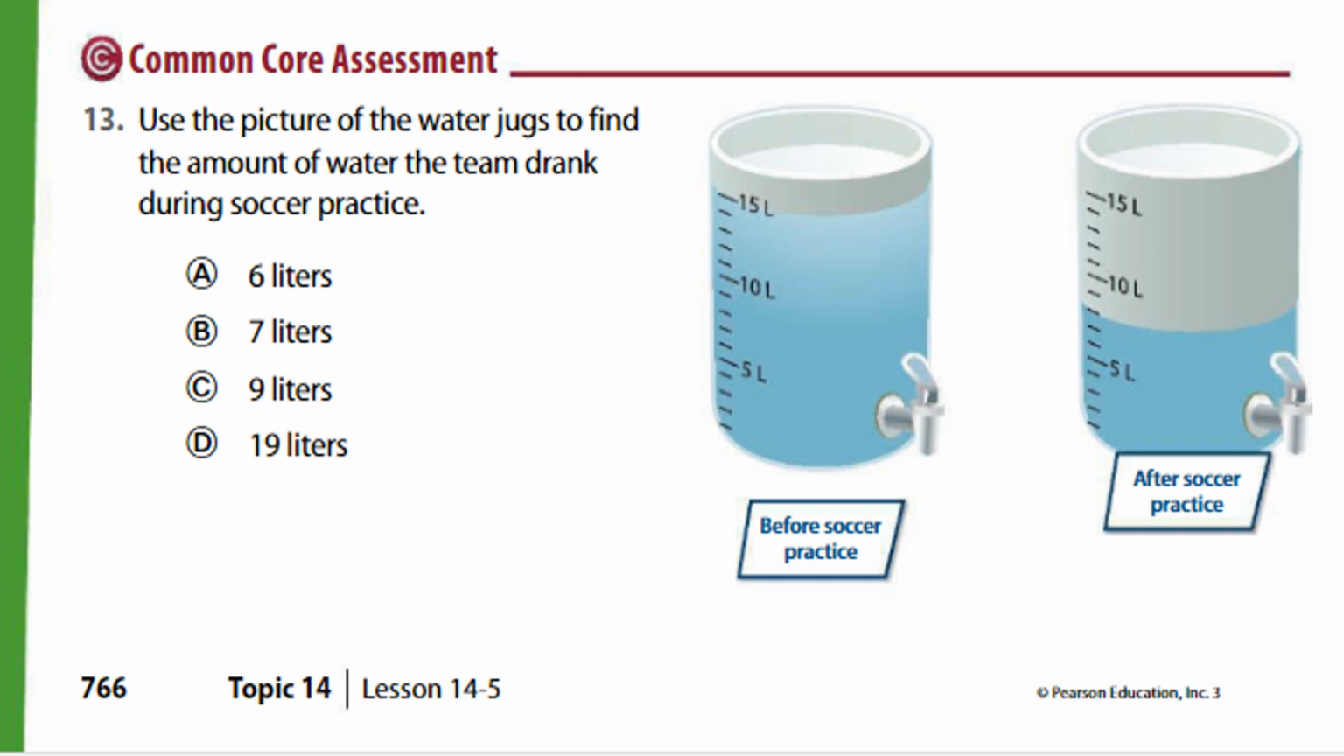Use the picture of water jugs to find the amount of water the team drank during the soccer practice. Okay, so before soccer practice, this was the capacity. And after the soccer practice, this is the capacity. So 15, and what number is this? How will you find out? Excellent. You will subtract this number from 15 liters and you will get your answer. So circle the correct answer.